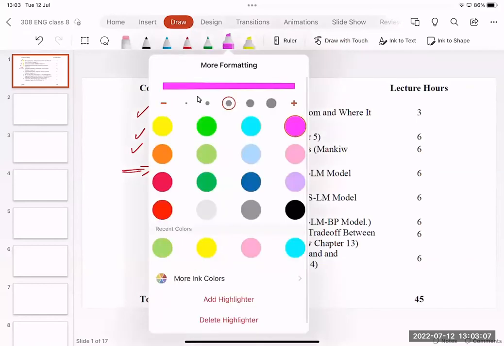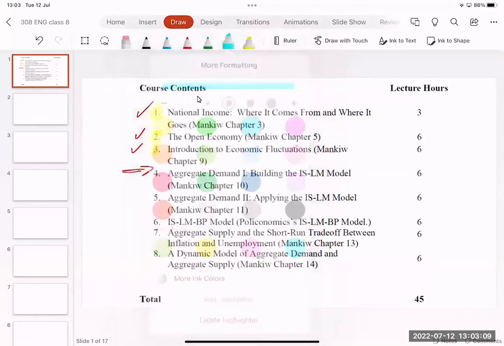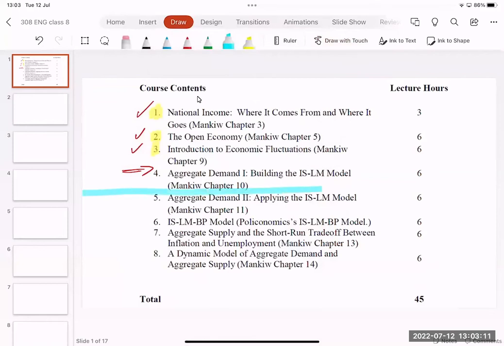Don't forget that the topics we're going to cover in the midterm exam are chapters 1, 2, 3, and 4. Four chapters are going to be covered in the midterm exam. Today we're going to talk about chapter 4, the theory of the IS and LM model.